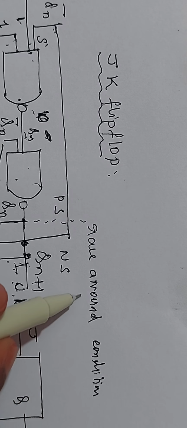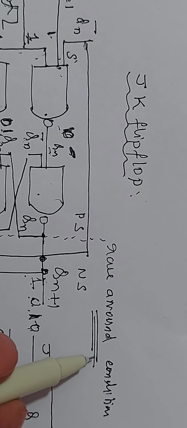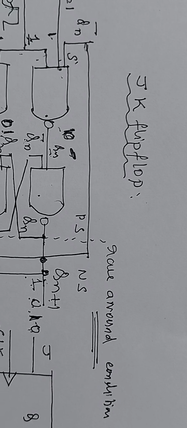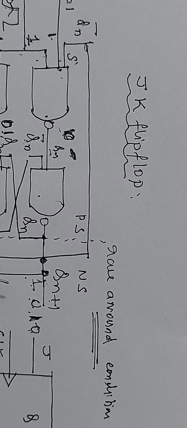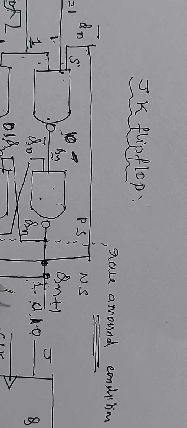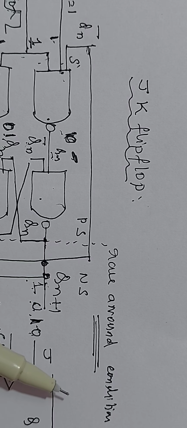You may be asked for 2 marks: What is race around condition? Race around condition is a continuous change of state of the outputs of the JK flip-flop from 0 to 1, 1 to 0, 0 to 1, 1 to 0. This is called race around condition.